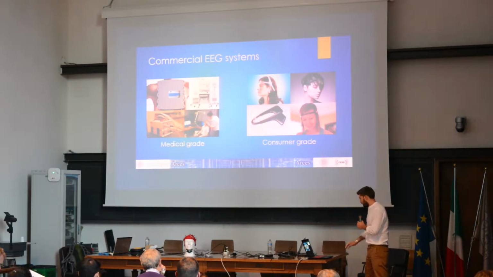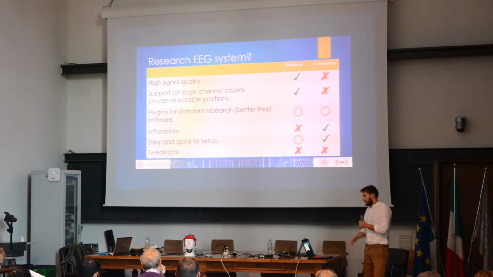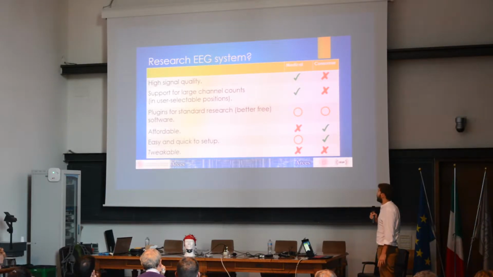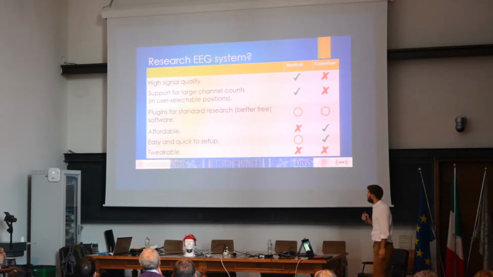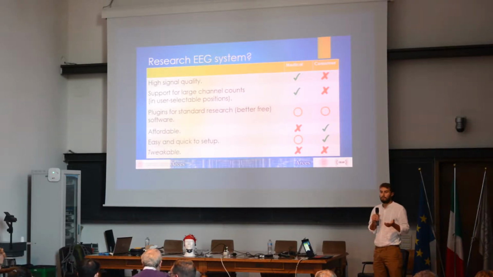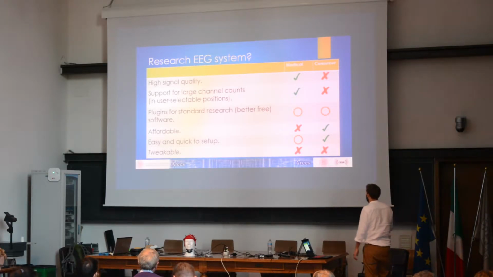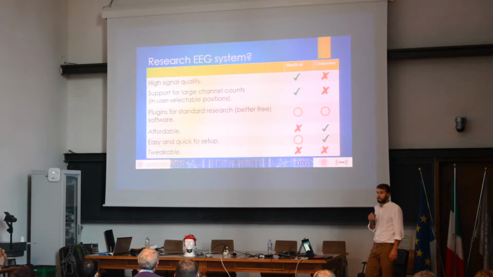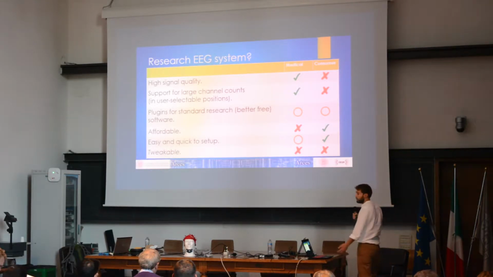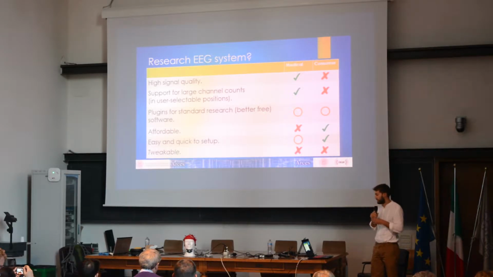The difference between these devices is that medical devices present a high quality signal, support a large number of channels, and you can use standard BCI or general purpose tools such as MATLAB and Simulink in order to import and process your EEG data. The con is the price, because this kind of system can cost up to $100,000, so very expensive and not affordable for research centers and universities.